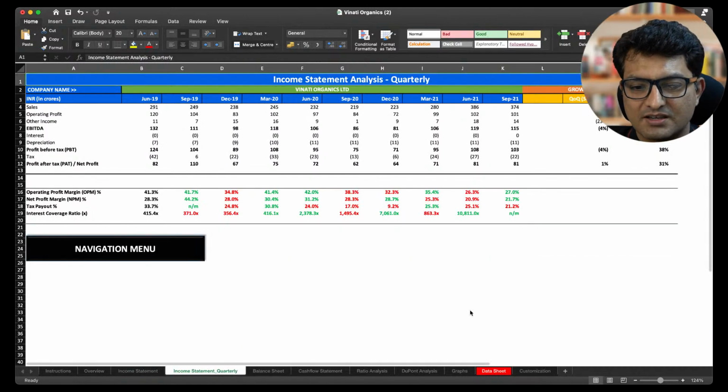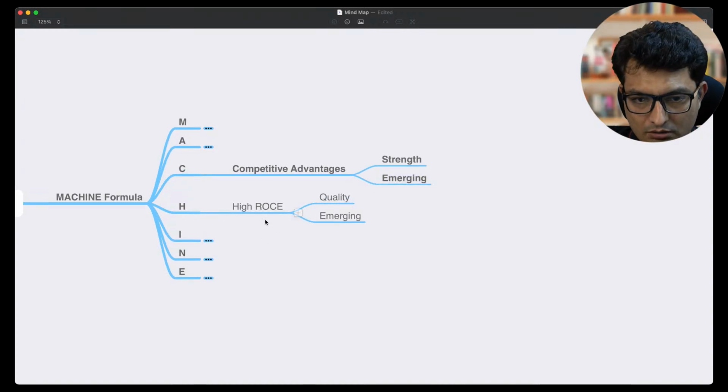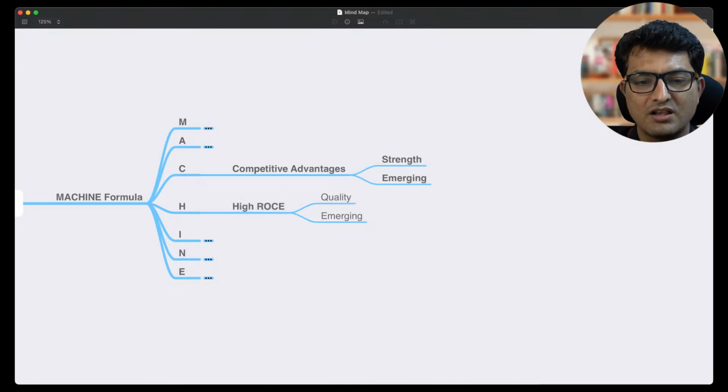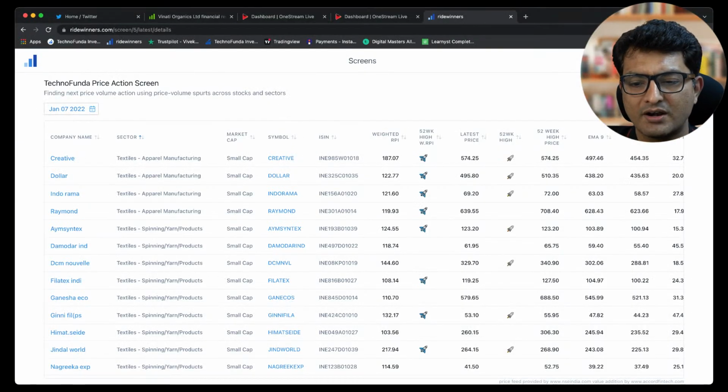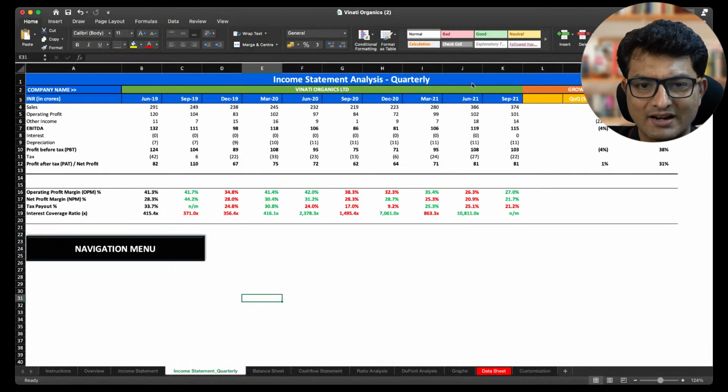Then this is the first thing. Second, you need to find your quality. Okay. So whether your company is of good quality. Now everything boils down to high return on capital employed. Okay. What is high return on capital employed? Let's come there. I'll come to this in a bit. Let's nail down the quarterly thing first.